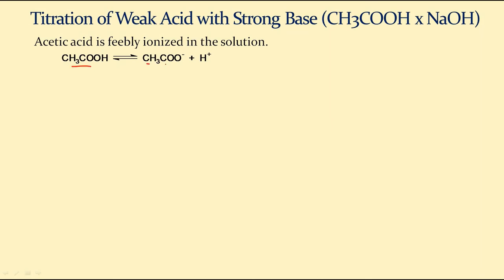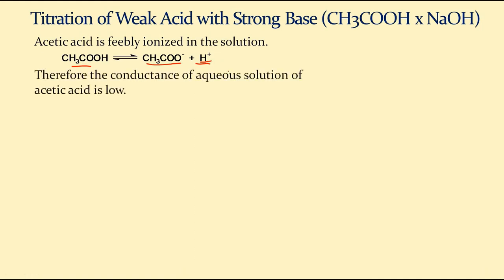Acetic acid is ionized to acetate and H plus ions. So it is a dynamic equilibrium in which these ions exchange with the acetic acid instantly. They appear and immediately combine. Though this H plus ion is highly mobile, it is not free. It is involved in the dynamic equilibrium. That is the reason the initial conductivity of the acetic acid is very low.